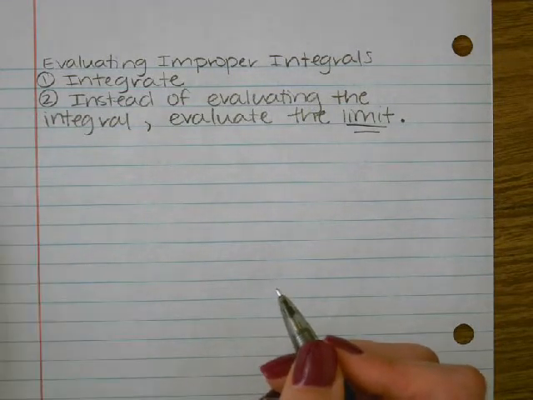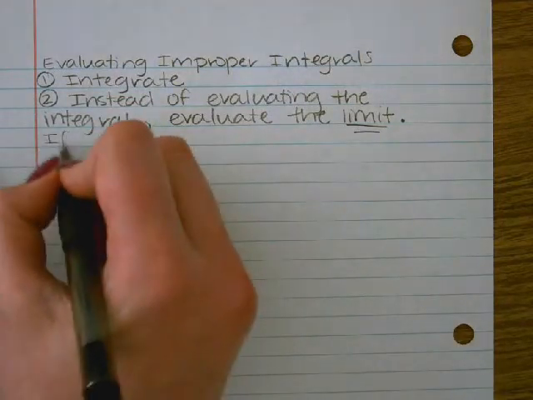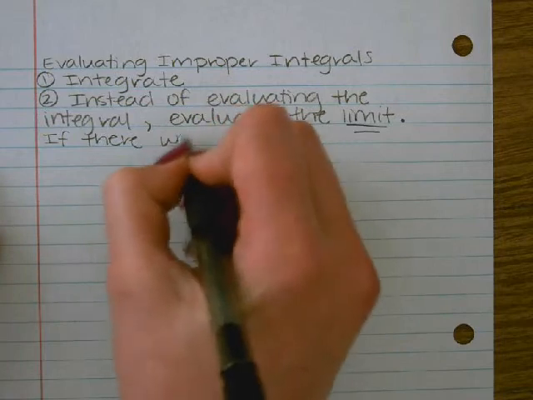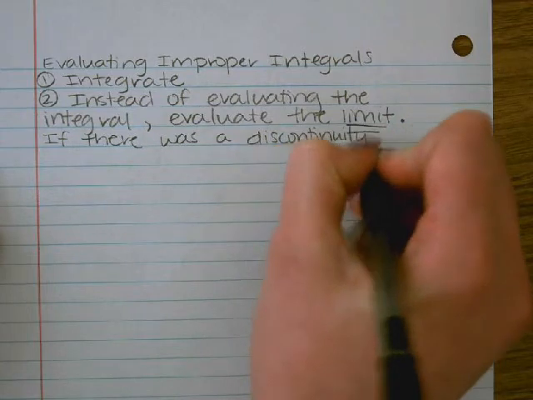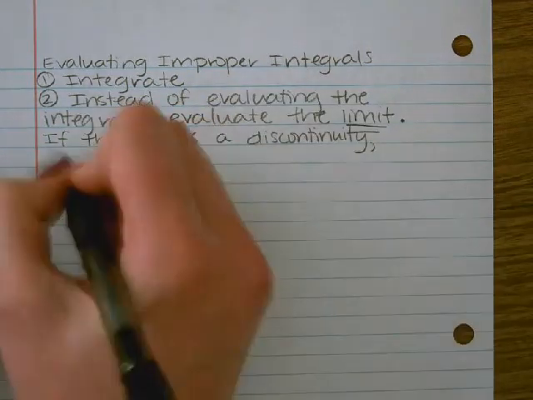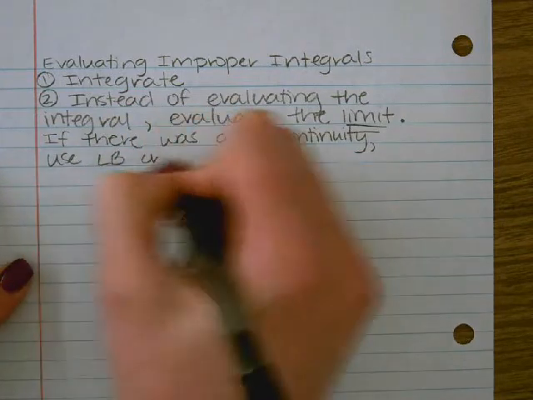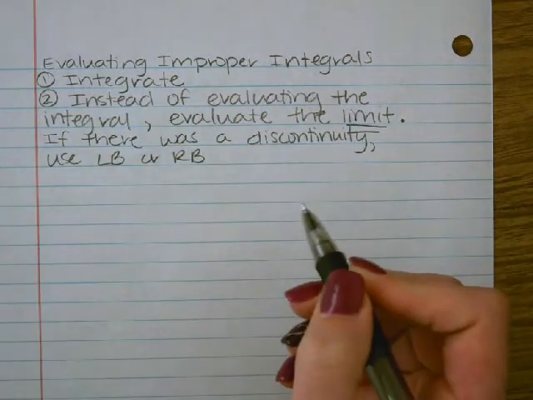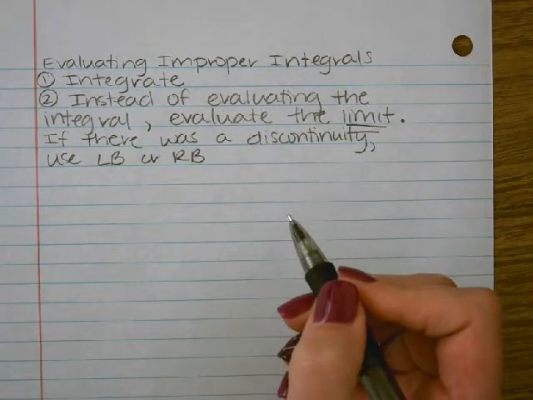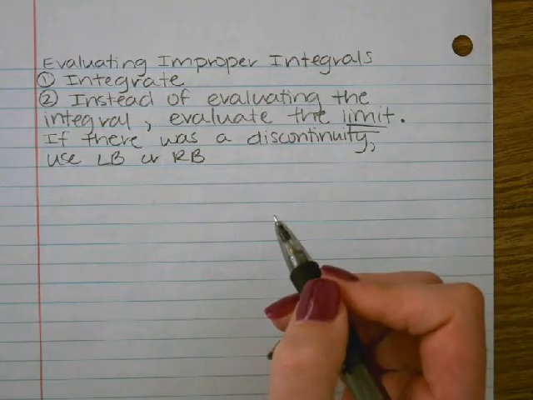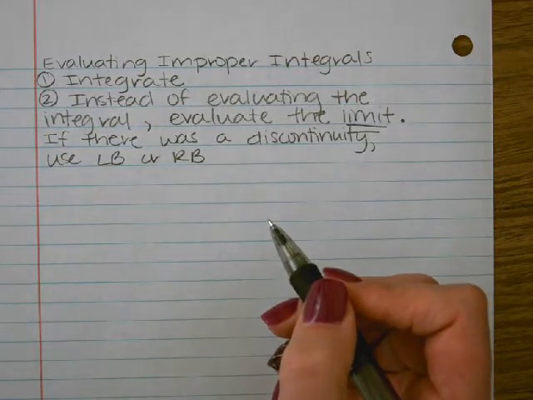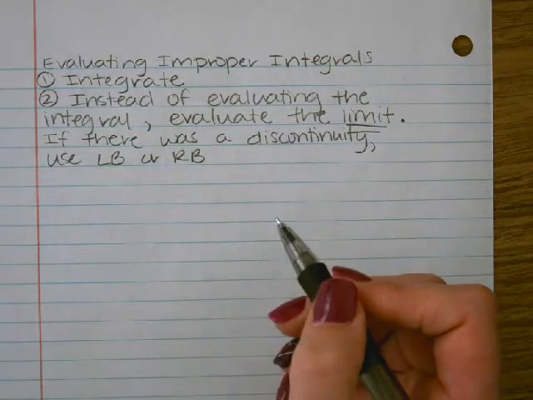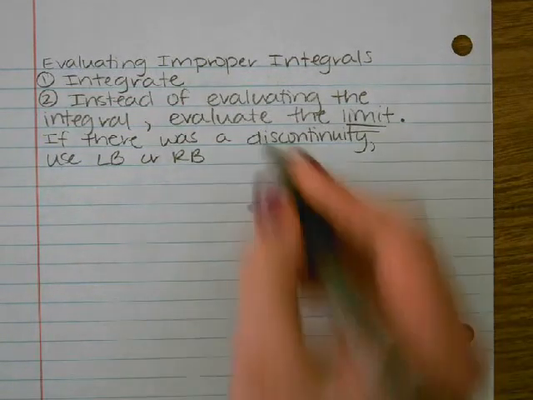If there was a discontinuity, you're going to use the left bound or right bound of that number. If you remember back when we did limits, we would say 2 to the negative or 2 to the positive, coming at it from the right side or from the left side. So you're going to think about that. If the number is the upper boundary or the lower boundary, you're going to want to come at it from one side or the other. I think that will make more sense when we do some examples. So use the left bound or right bound of that number.